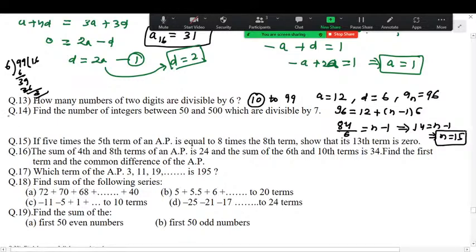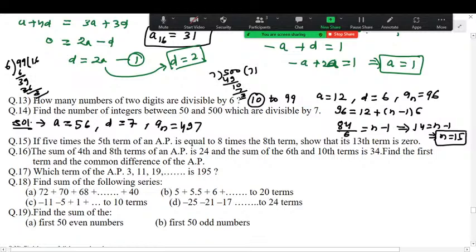Similarly, if you want to solve this 14th question, what will you do? Integers between 50 and 500 divisible by 7. Actually 49 is divisible by 7, and that is why the next number divisible by 7 is 56. The common difference over here is 7. And for the last number, you divide 500 by 7, you will obtain 3 as your remainder. That's why you subtract 3 and you will get 497, the last number.